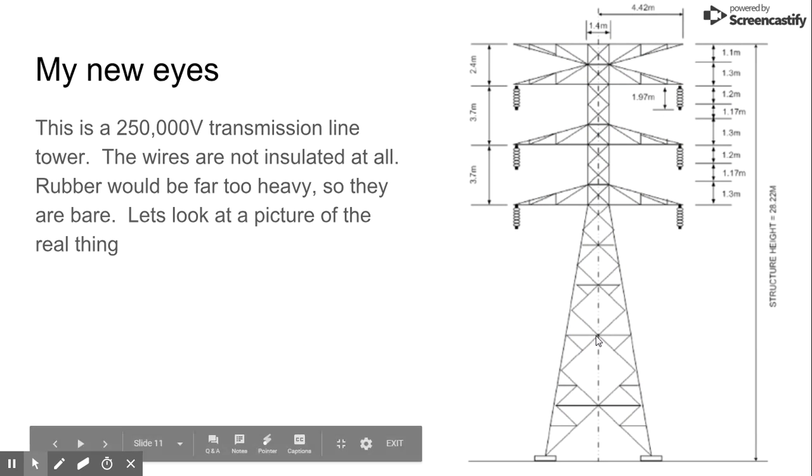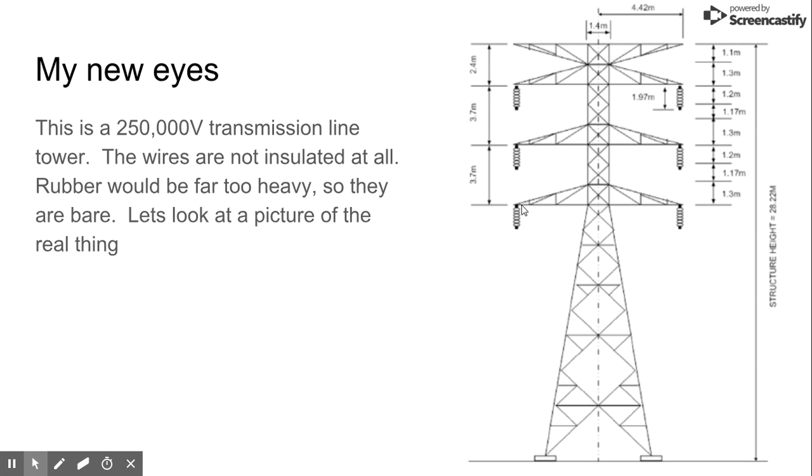Now we can turn our attention to these towers we see across country. Why do they look the way they do? Why are they so high? And what are these sort of like ornaments hanging off them? Well, it has to do with rubber. Rubber's a good insulator, but if you work out how much rubber those wires would need to give you 250,000 volts insulation, the wires would be encased in very thick rubber, and the weight of them would be huge.